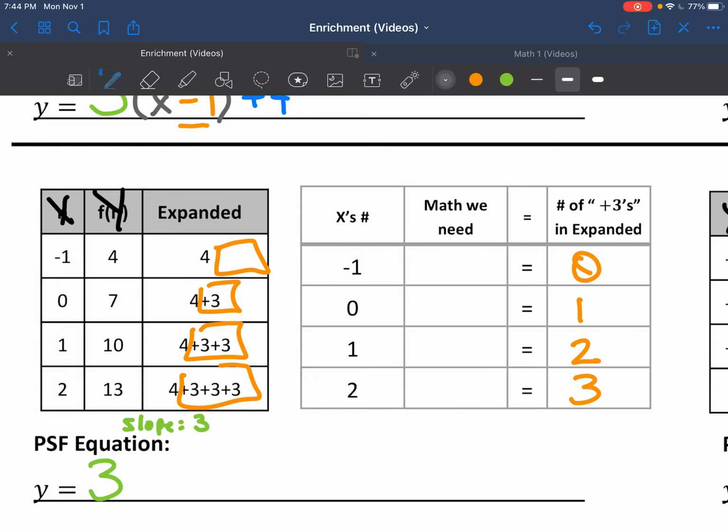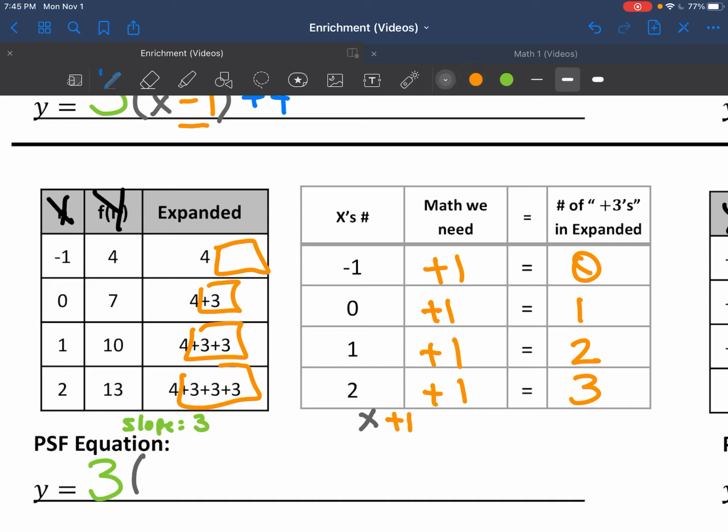So what math can I do with negative 1 so that we get 0? We can add by 1. Negative 1 plus 1 is 0. They cancel each other out. 0 plus 1 does give us 1. 1 plus 1 does give us 2. 2 plus 1 does give us 3. So for every x in this particular problem, we add 1.